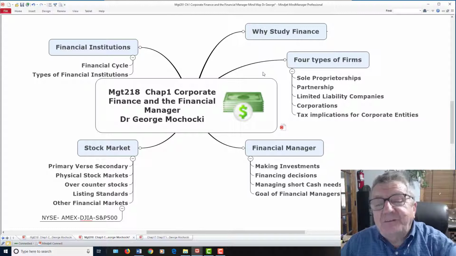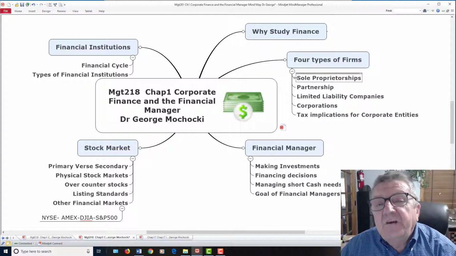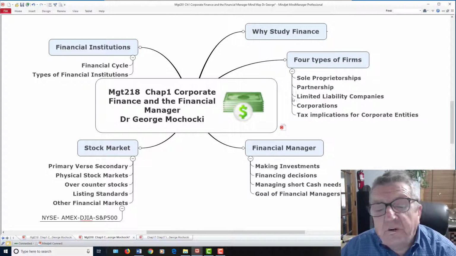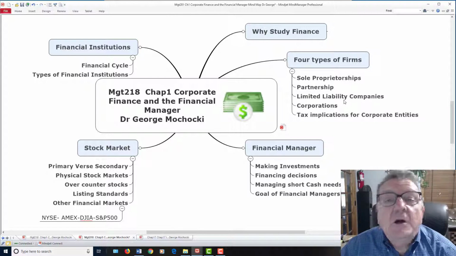But you have to understand the different business structures. So these two are a risk. You start off this way. You can start off your business right off the bat as a limited liability company or an S corporation.